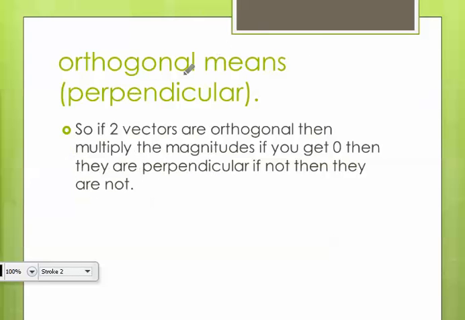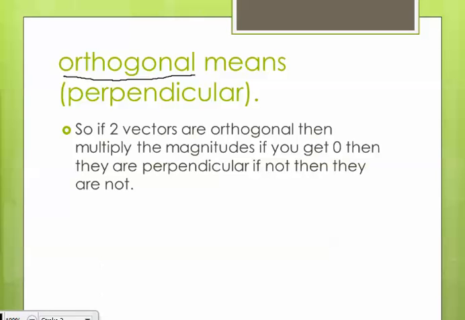Okay. Then they throw a couple of terms at you. One of the terms they throw at you is this orthogonal. Orthogonal simply means perpendicular. Don't get confused by it, okay? So if two vectors are orthogonal, then when you multiply the magnitudes, you're going to get 0. If they're not perpendicular, you will not get 0. It's really not that difficult to do.